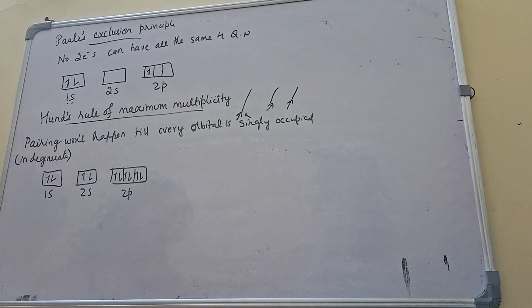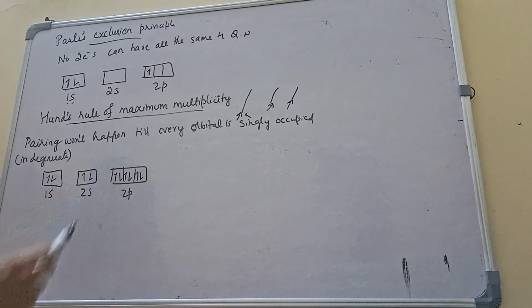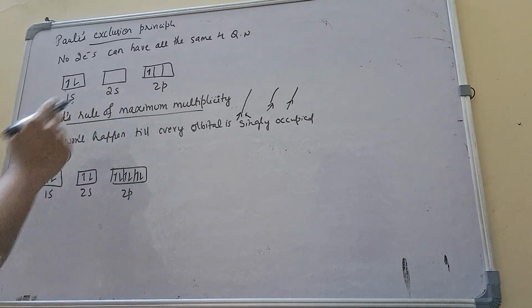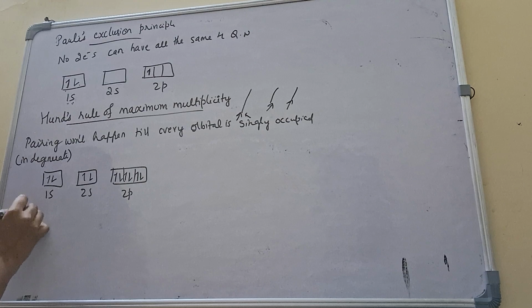This is how it happens. In the case of degenerate orbitals, which are within the same subshell wherein the energies are the same, pairing will not happen till each one is singly occupied. The reason we have this is that the arrangement which has higher multiplicity is more stable. That is what the name tells; there is a concept of multiplicity.